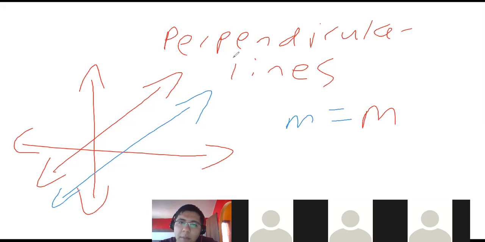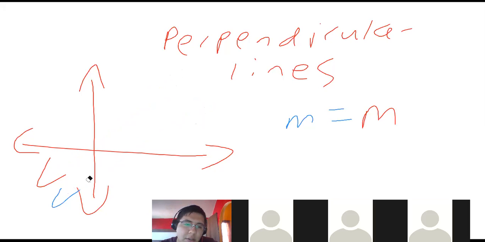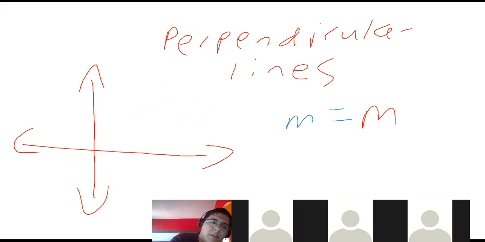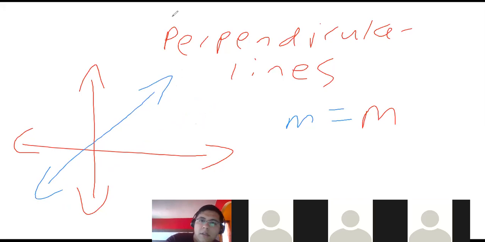So what about perpendicular lines though? We obviously want them to intersect. So what do you think the slopes have to do so that they intersect? They got to meet. How do we make them meet? I don't know. Not too sure. Okay.